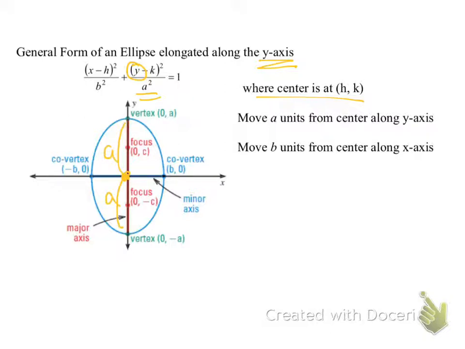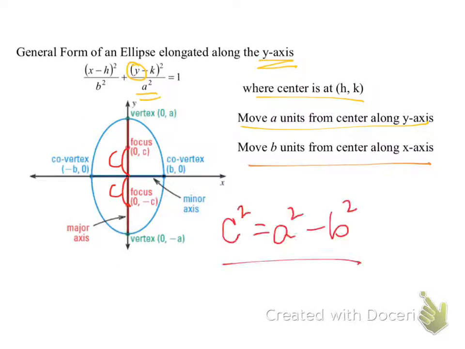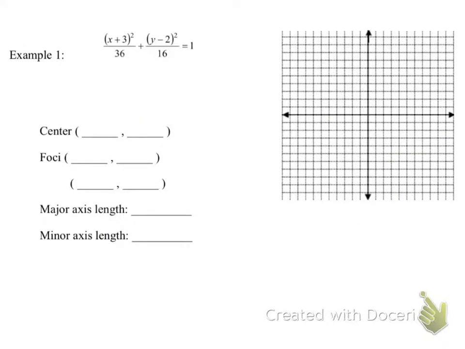In this case, since my bigger value is under the y, I'm going to move that longer distance parallel to the y-axis. And then my b, since that value is underneath my x, I'm going to move parallel to my x-axis. My c still is moved along my longer axis, my major axis, and that's still found by c squared equals a squared minus b squared. So now let's do a few.